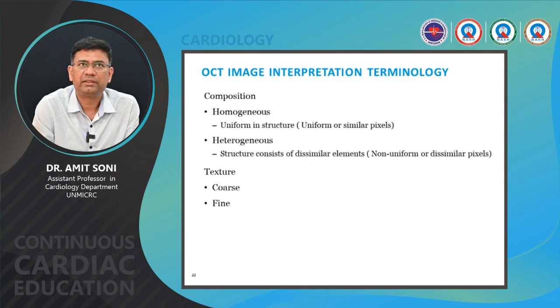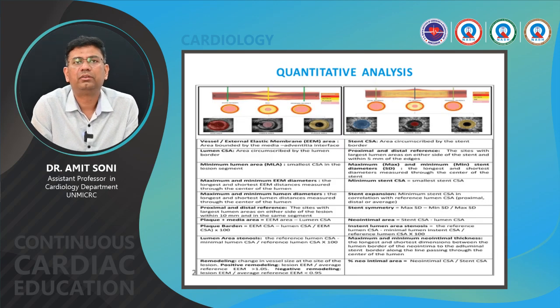OCT image interpretation terminology. Composition may be homogeneous or heterogeneous. Homogeneous means uniform in structure, with uniform or similar pixels. Heterogeneous means the structure consists of dissimilar elements, non-uniform, with dissimilar pixels. Texture may be coarse or fine. So how do we do quantitative analysis with the help of OCT?